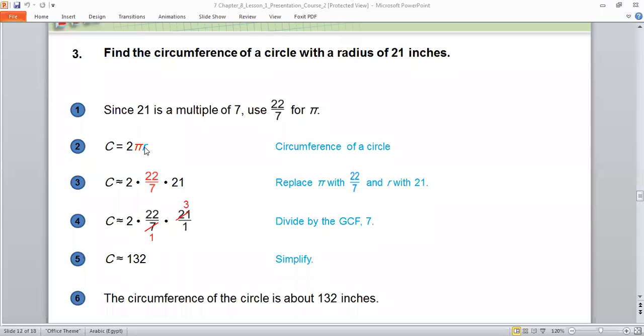Because you need it in the future. Again, circumference equals 2πr. So 2πr, this is the circumference. I will put 2 as it is, bring down 2 as it is, and π as 22 over 7.